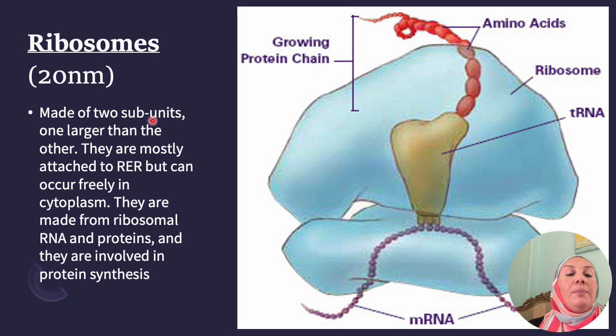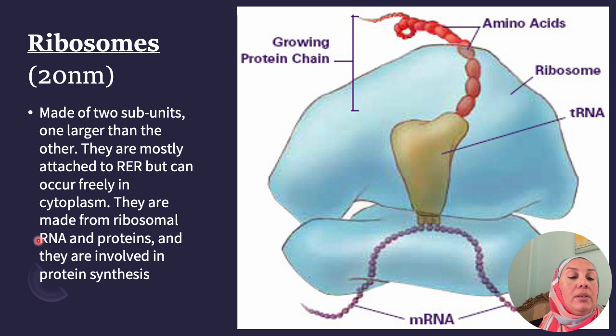Okay, they are made of two subunits. One is larger than the other. Over here, we have this big subunit, and another one beneath it. It's a bit smaller in size. They are mostly attached to the rough endoplasmic reticulum, but they also occur freely in the cytoplasm. And if it's a bacterial cell, well, it doesn't have any rough endoplasmic reticulum, so they will be found freely in the cytoplasm. They are made from ribosomal RNA.